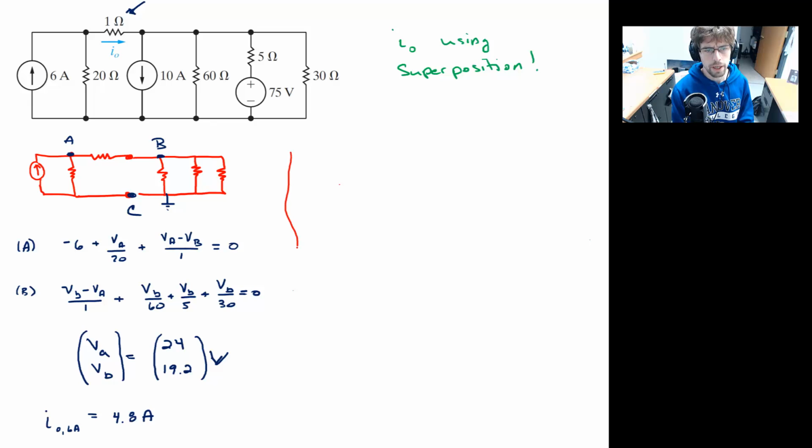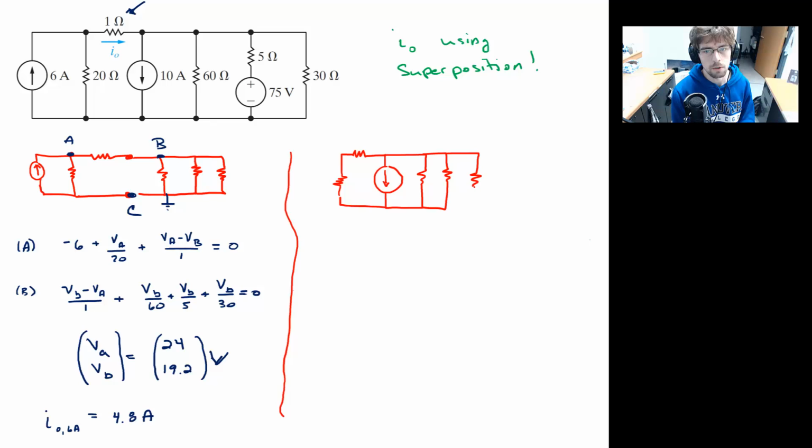So let's go ahead and work on that second circuit. Now I've got a break for the 6 amp supply, so I don't need to worry about that. I've got this 20 ohm resistor and this 1 ohm resistor. We've got this 10 amp supply going downwards now. Okay. We've got our 60 volts, or excuse me, 60 ohms. We've got our 5 ohm resistor, and we've got our 30 ohm resistor. And that's it.